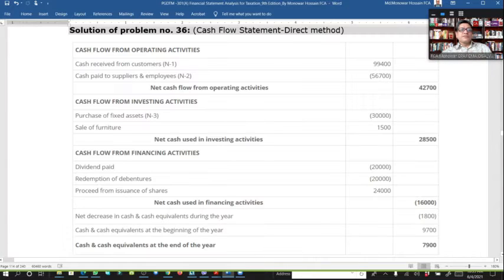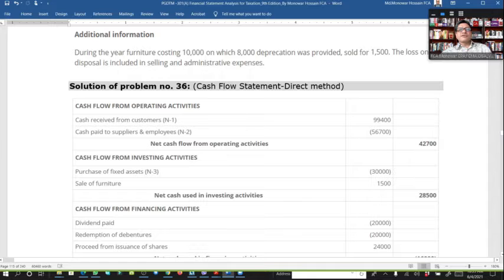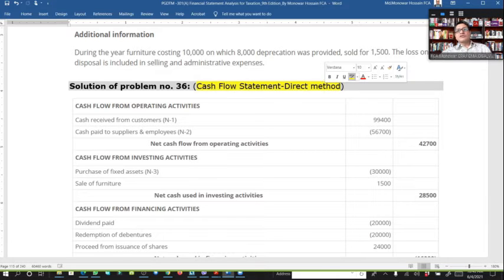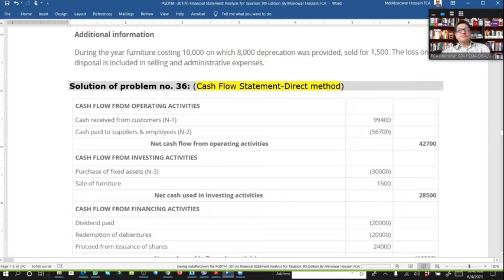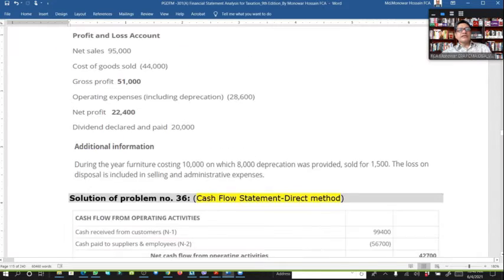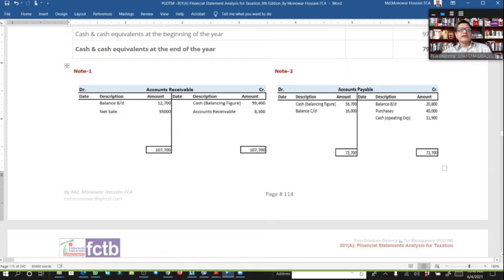So here is the cash flow statement in the direct method. What is the difference between the direct and indirect methods? The indirect method starts from the balance of the profit and loss account, and the direct method starts from the cash received from customers. So we have to calculate it in a working here.